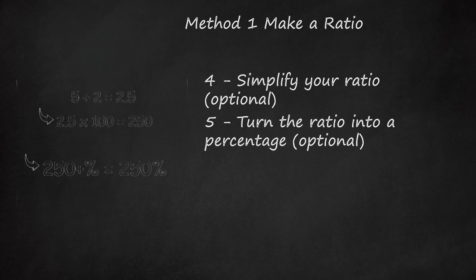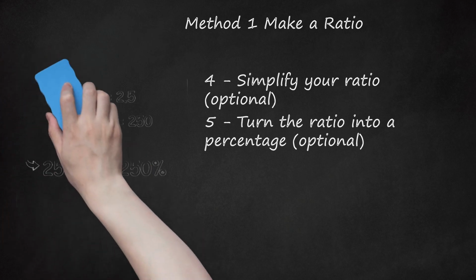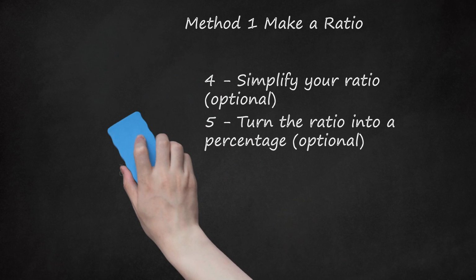Add a percentage sign. 250 plus percent equals 250%. This indicates that for every 1 unit of sugar, there is 2.5 units of flour. It also means that there is 250% as much flour as there is sugar.